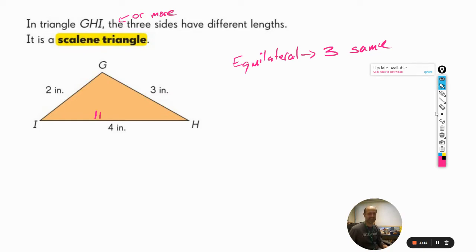All right, so here's a scalene triangle. So isosceles, scalene, equilateral, all based on side length. Okay, no equal sides, two equal sides, three equal sides.